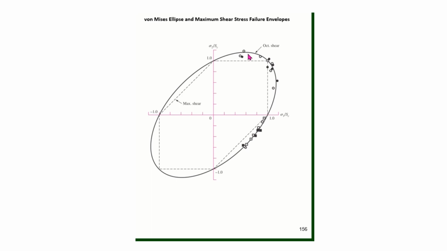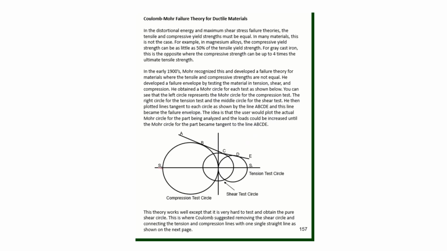We now want to talk about a failure theory that doesn't require the tensile yield strength and the compressive yield strength to be equal in magnitude. That's the one downfall with the von Mises distortional energy failure theory, is that the tensile yield strength and the compressive yield strength must be equal. So we're going to look at this failure theory that's called the Coulomb-Mohr failure theory for ductile materials, or it's often called ductile Coulomb-Mohr.